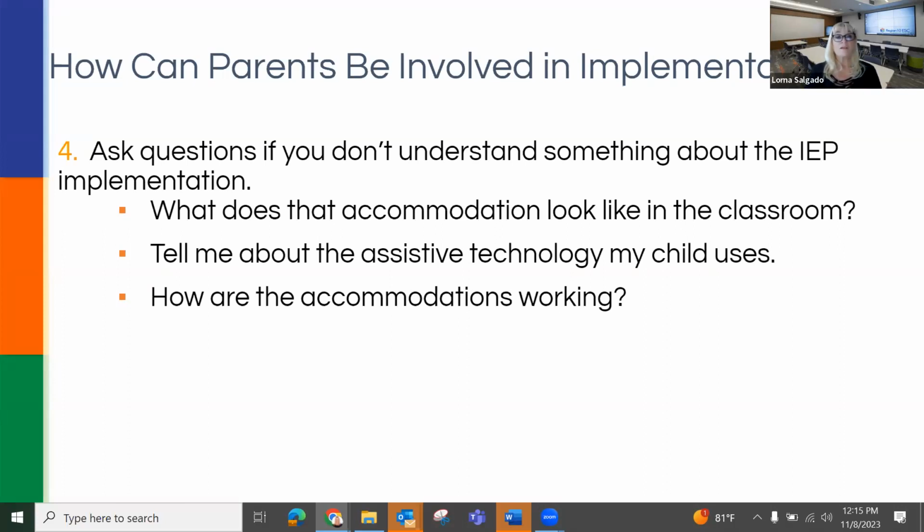Another question you can ask is to ask them about the assistive technology the child uses. Are they using a screen reader? Some of our kids use speech to text or text to speech, or there might be other technology your child is using in the classroom to help them communicate, complete their work. Those are things you want to ask. And then always ask the teacher, how are the accommodations working?